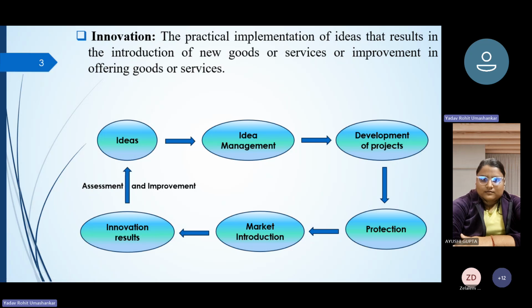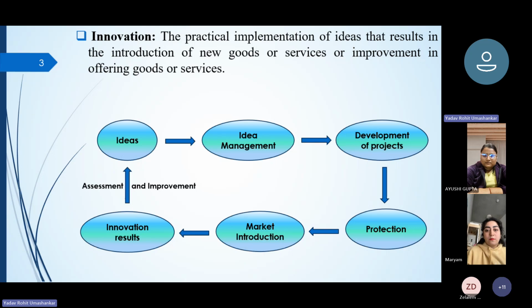So if we talk about the innovation, what basically is innovation? Whenever you have some idea, you develop that idea, you do some research on that idea, and then that idea or the research is implemented through some goods or some services, and you provide them to the market, and through the market it is provided to the public. So this is the general flow diagram of the innovation process.